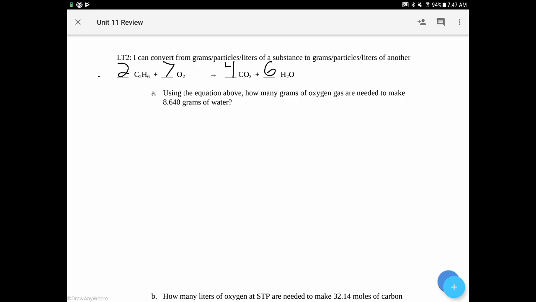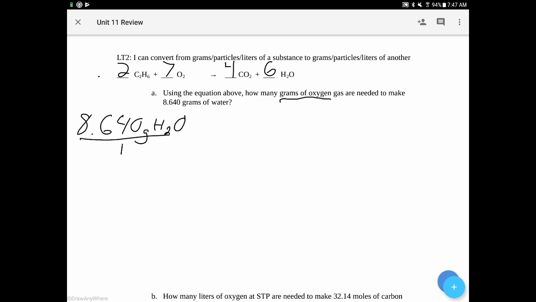All right, so letter A, using the equation above, how many grams of oxygen gas are needed to make 8.640 grams of water? All right, so we start with our given, 8.640 grams H2O over 1. Okay, so we are trying to convert grams of water into grams of oxygen.